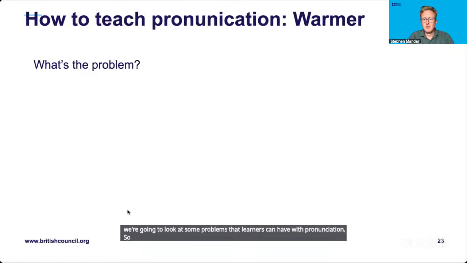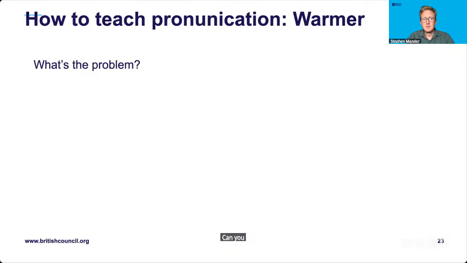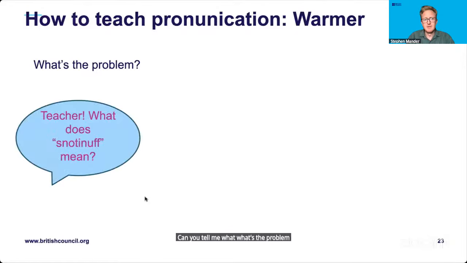So here's a quote from a student. Can you tell me what's the problem that the learner is having? I'll give you a minute to think about it. What do you think is the problem? Okay, so I've got linking, maybe accent, elision, connecting, being bilingual. Okay. That's an interesting one.